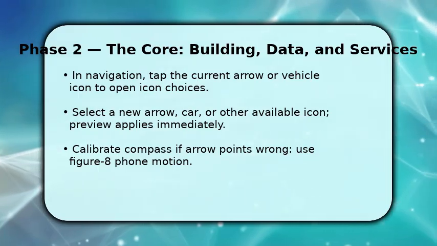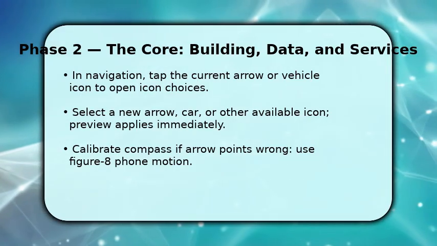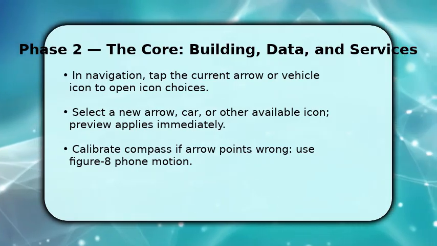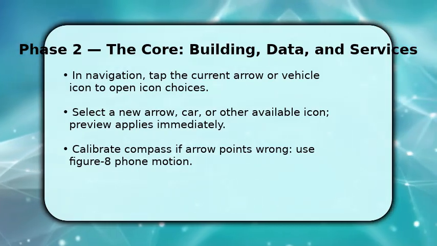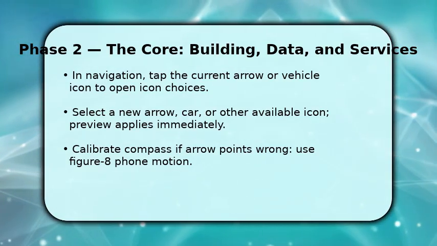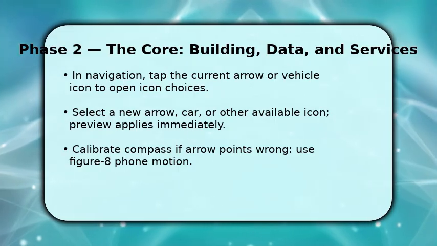If the arrow still faces the wrong way, calibrate the compass by moving your phone in a figure 8 pattern. This corrects heading so the arrow matches the direction you face. Keep an eye on the small accuracy meter.